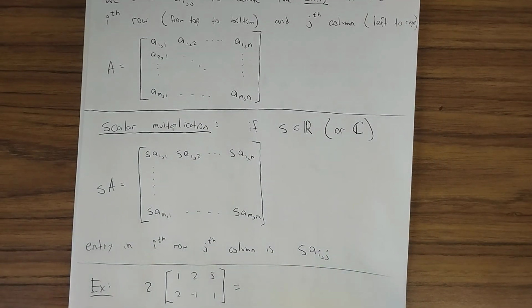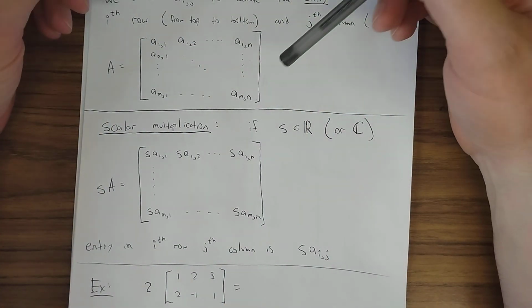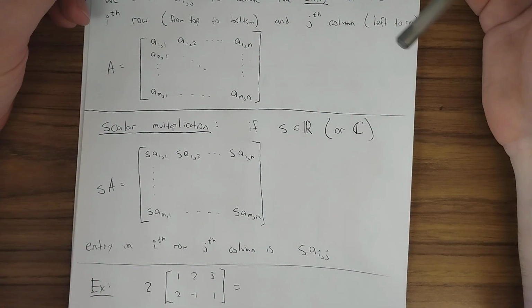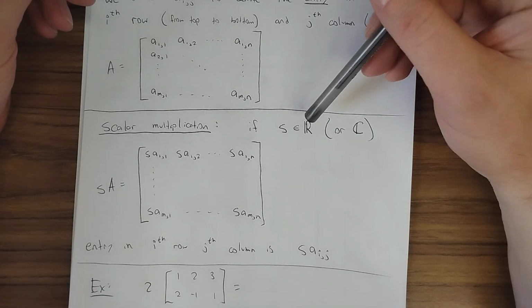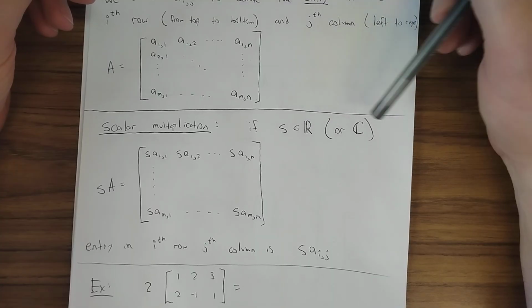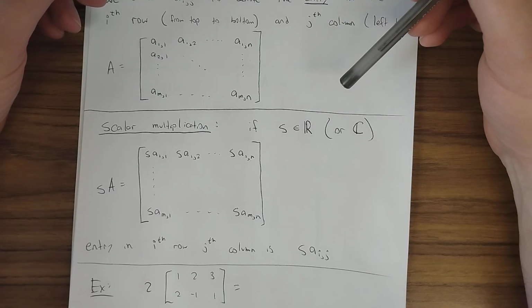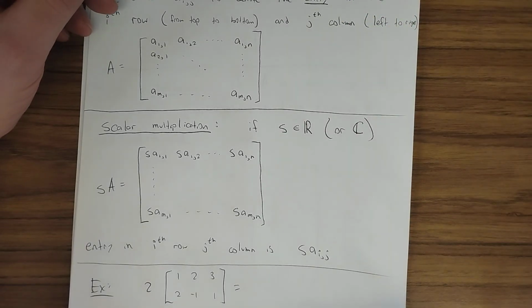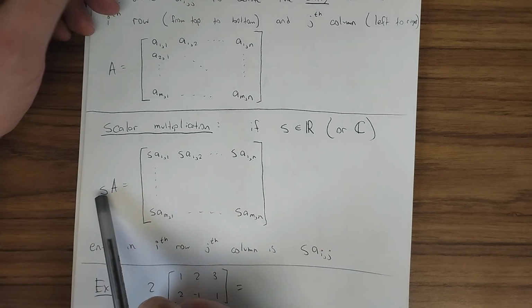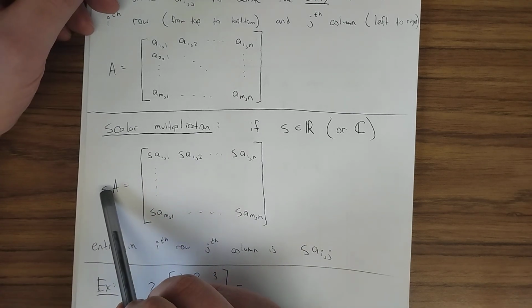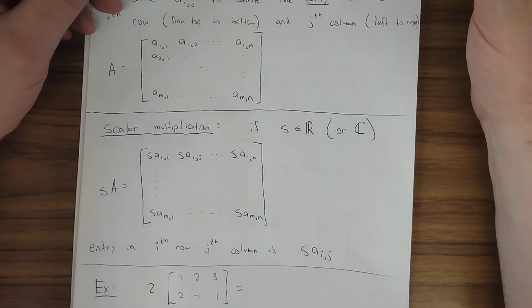Okay, so here's some basic operations. A scalar is just a number, like in Calc 3, you probably use the word scalar this way. A scalar could be a real number, it could also be a complex number. Maybe for right now, let's just say it's a real number. If I take a scalar times a matrix, that's a really easy operation. I just take this scalar and multiply every single entry of the matrix by that scalar.